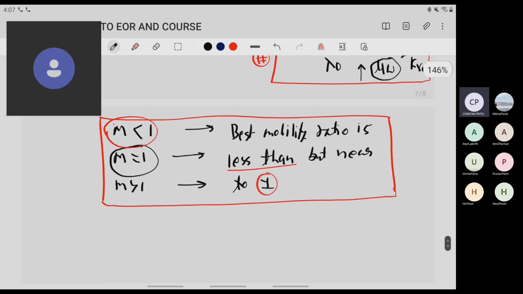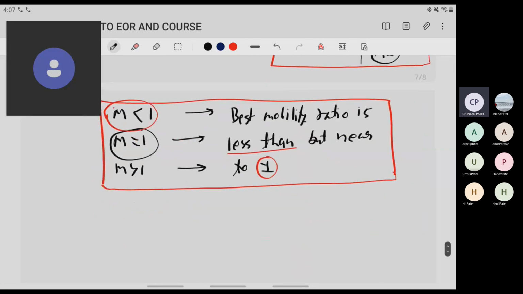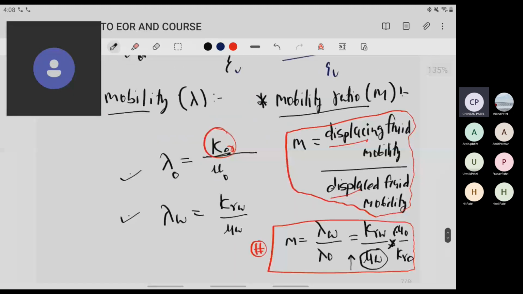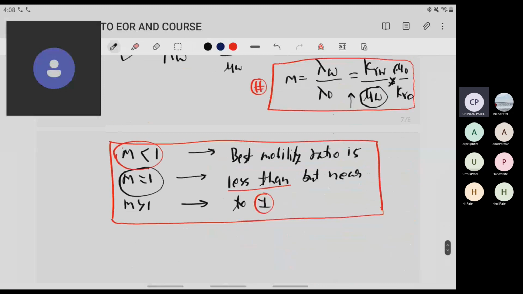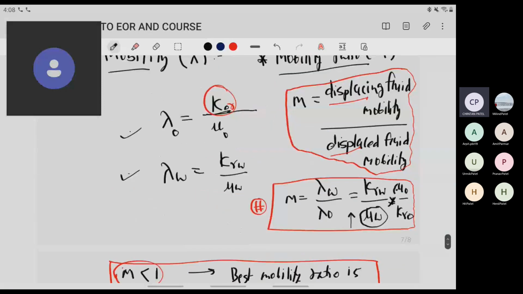And in ONGC, they always ask this kind of basic question at that time. Be confident, and your voice should be strong enough to answer. That is the only thing by which you can differentiate yourself from the other candidates. Okay, so just consider this thing. Then the next one. So is it clear now? Mobility and mobility ratio.